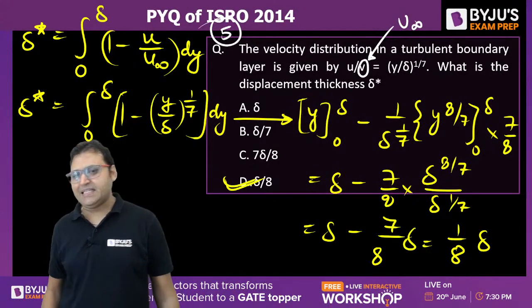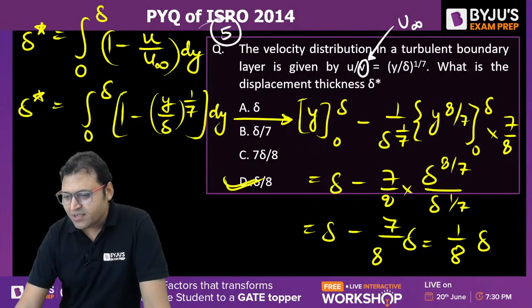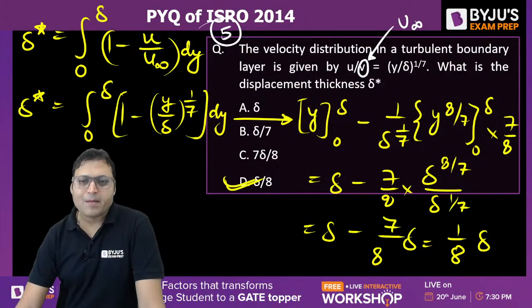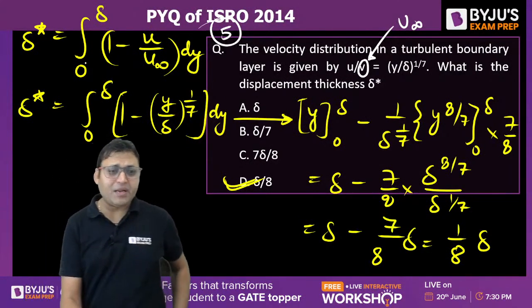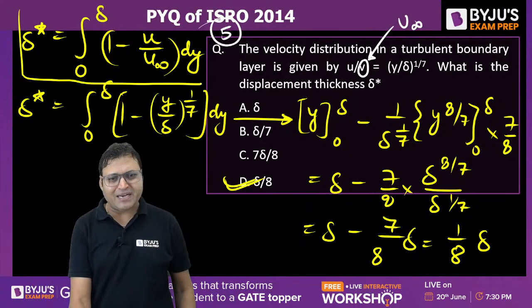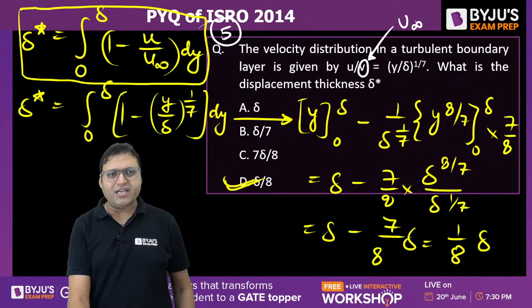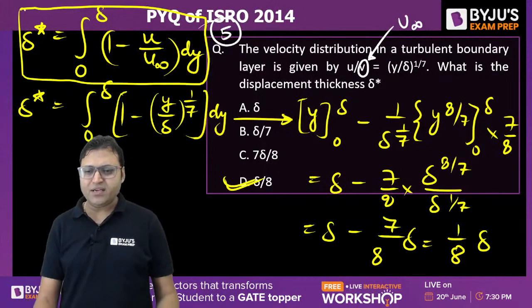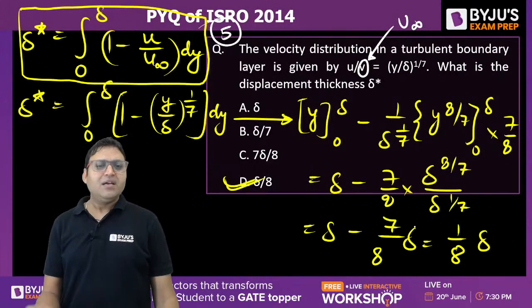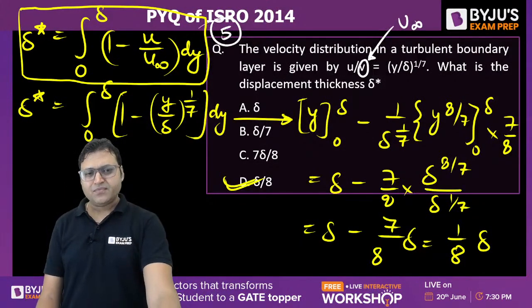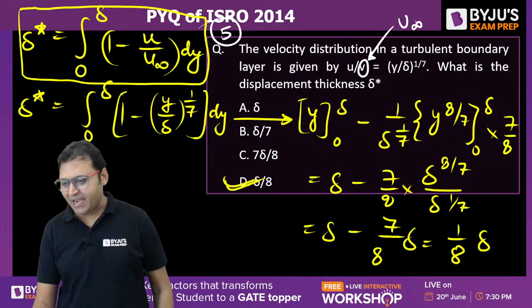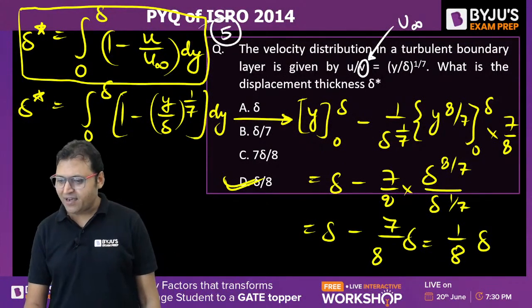Option D is the correct answer for this one. Isn't it option D? D will be the right answer. If you remember the formula for displacement thickness, the question is from the laminar boundary layer theory, then the answer is simple integration. Once you do the integration, you will get delta by 8. D is the right answer.